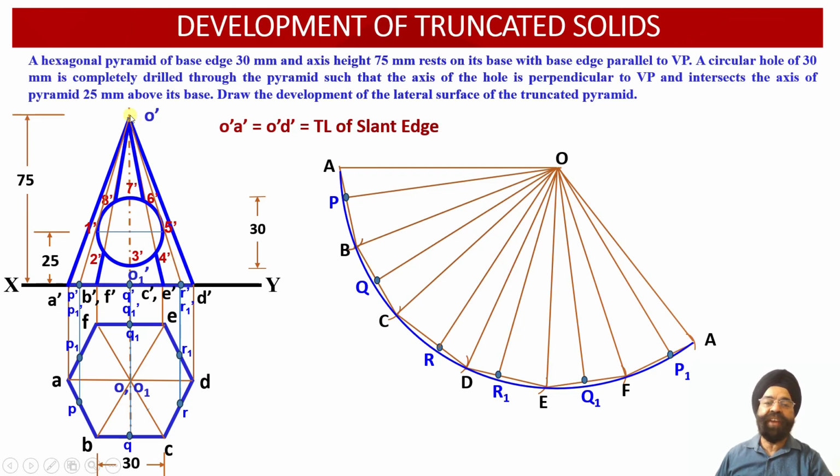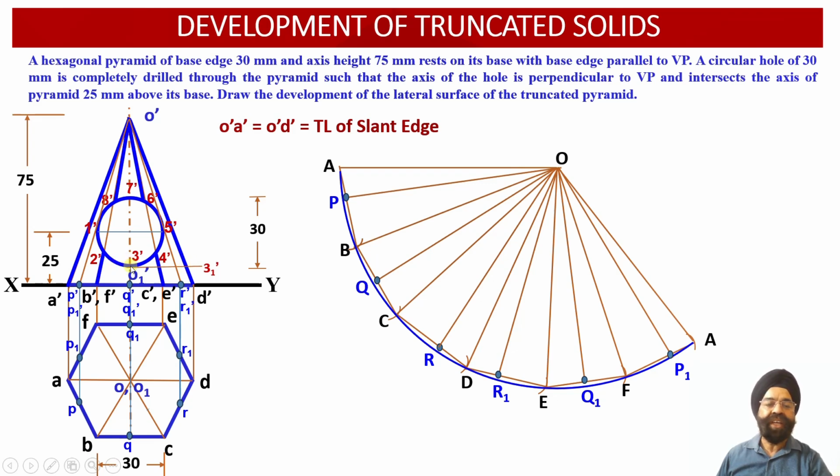Now whatever distances we obtain, O dash 1 dash, O dash 2 dash, O dash 3 dash, O dash 4 dash, O dash 5 dash, O dash 6 dash, O dash 7 dash and O dash 8 dash, all these radii will be the apparent length radii. Now we have to mark onto the development view the true length of all of these radii corresponding to the different points of intersection. So how can we obtain these true length radii? We need to transfer all of these 8 points of intersection onto the true length. Only then will we be able to obtain the true length of these radii over here.